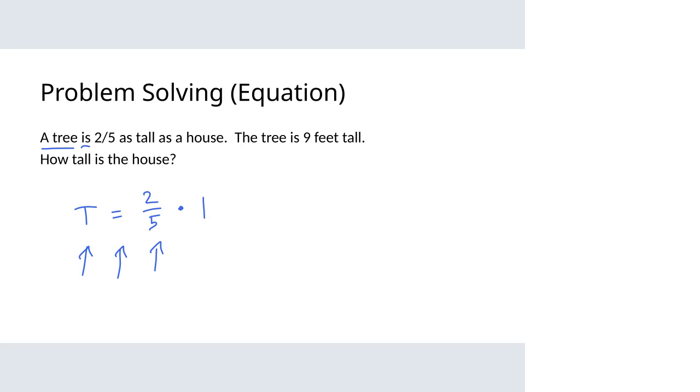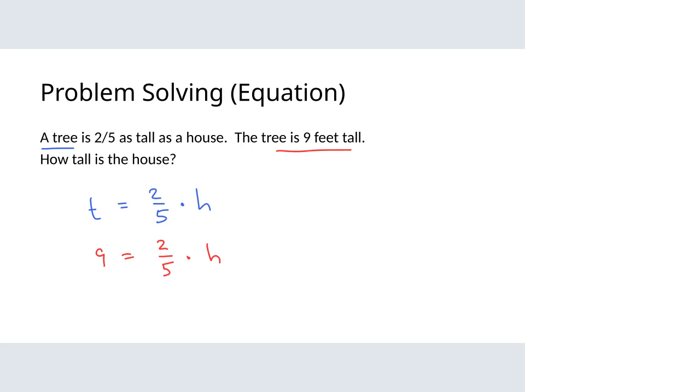It's not that common for us to use capital letters as variables, so maybe I'll do lowercase here. I just want to emphasize what we're saying here is the tree is 2/5 of the house. So it's 2/5 as tall as the house, and we've got our equation set up. We just need to plug in what we know and solve. The tree is 9 feet tall, so we can put a 9 where the tree is. Then that's 2/5 times h.